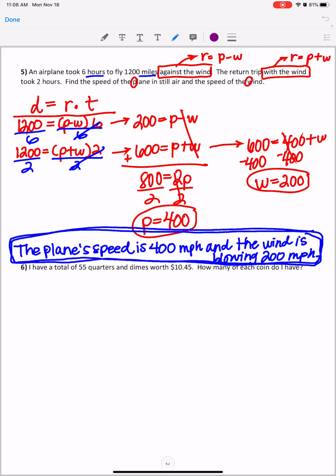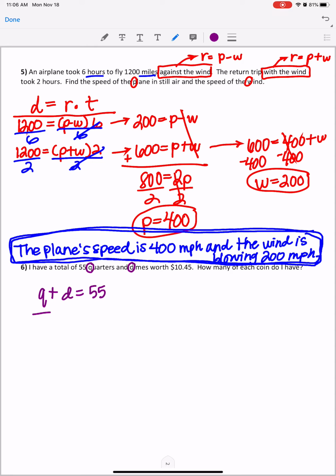Number 6, I have a total of 55 quarters and dimes worth $10.45. How many of each coin do I have? So, with your money problems, one of these has to do with just the amount of coins I have. Because I have 55 total, we're going to call quarters Q and dimes D. So that means my quarter plus my dime needs to add up to 55.